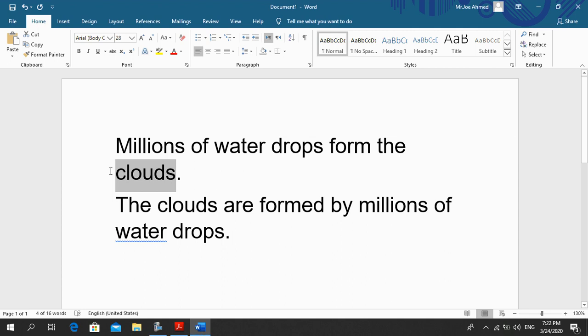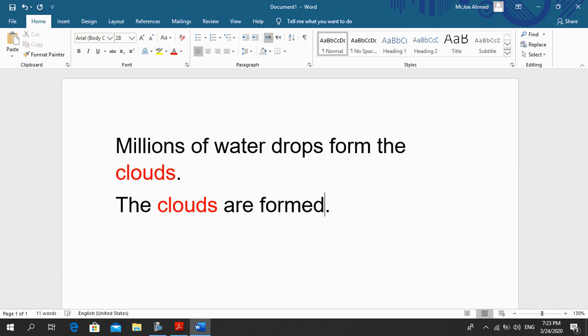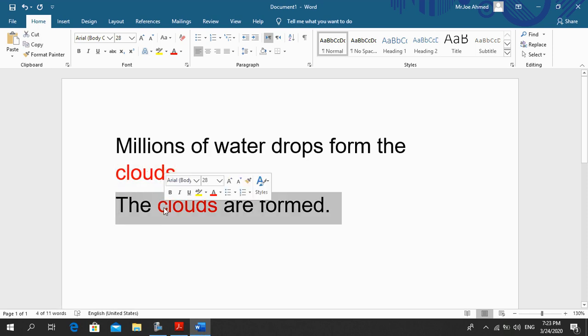Clouds here is the object. Drops form the clouds. That's the object. But here in the second sentence, the clouds becomes the subject. Why did I change this arrangement? This arrangement is done because the clouds here are more important than the drops. Or I'm talking about the clouds, so I don't care about how they are formed. What I care about is that the clouds are formed. So when I highlight the object, I put it in the place of the subject.